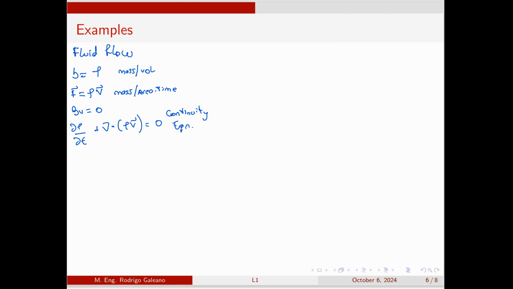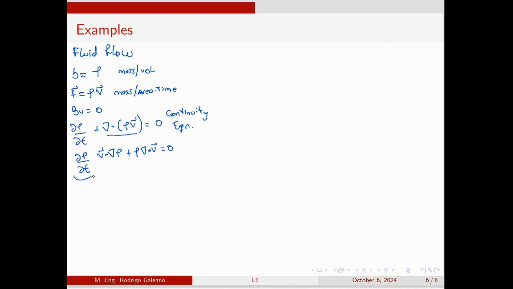Now, to analyze what the continuity equation says, I would like to write this in a more specific form. So I can write d rho/dt, and I will use an identity of vector calculus to write v dot grad. So I'm decomposing this term here: v dot grad rho plus rho divergence of v. This is just an identity.